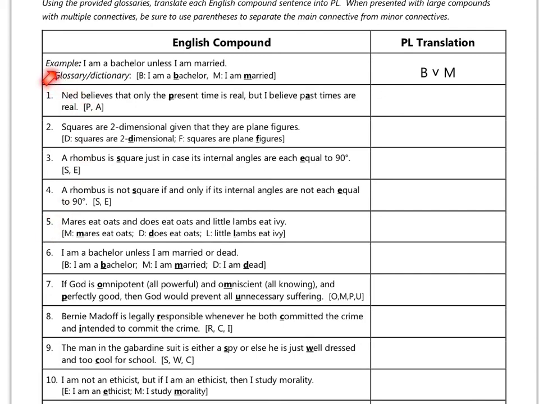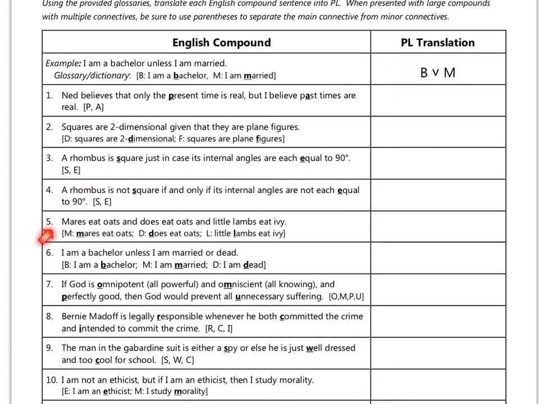We've already got the example one finished. I'm a bachelor unless I am married. I was told to use the wedge for unless, so I translated it as B wedge M, and you'll notice I peeled off my outermost parentheses and went with my abbreviated formula right here. Nice and clear, no ambiguity results, so that seems good.